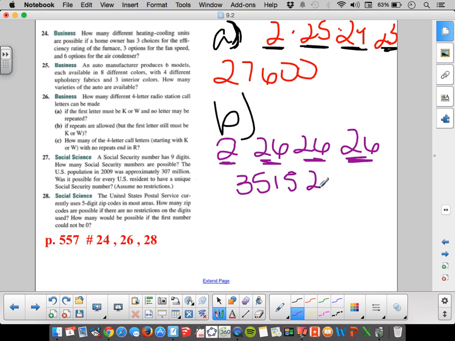Okay, we're going to try part C now. Part C asks how many of the 4-letter call letters starting with K or W with no repeats ending in R. So we have our 4 positions. We know we have 2 choices here and only 1 choice at the end because we want it to have an R.